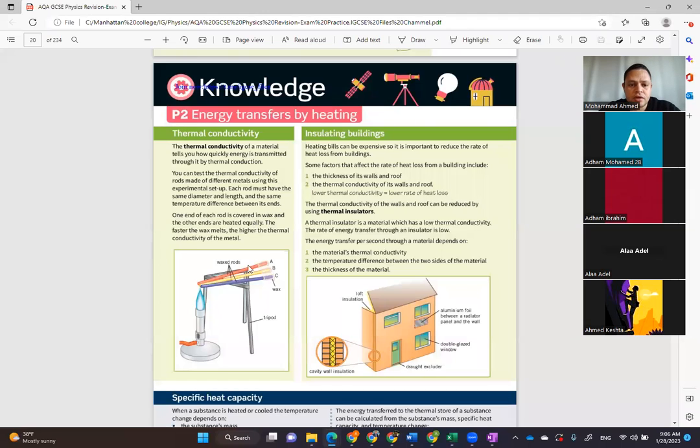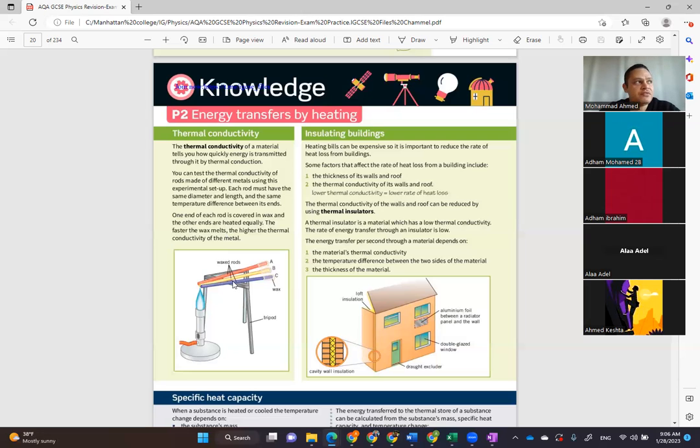So this experiment is very simple, because when you heat one side of the rod, the heat will transfer from one side to the other until reaching the other end, and the wax starts to melt. So the faster the melting, the higher the thermal conductivity of the material. So you can test the thermal conductivity of rods made of different materials using this experiment setup. Each rod must have the same diameter.